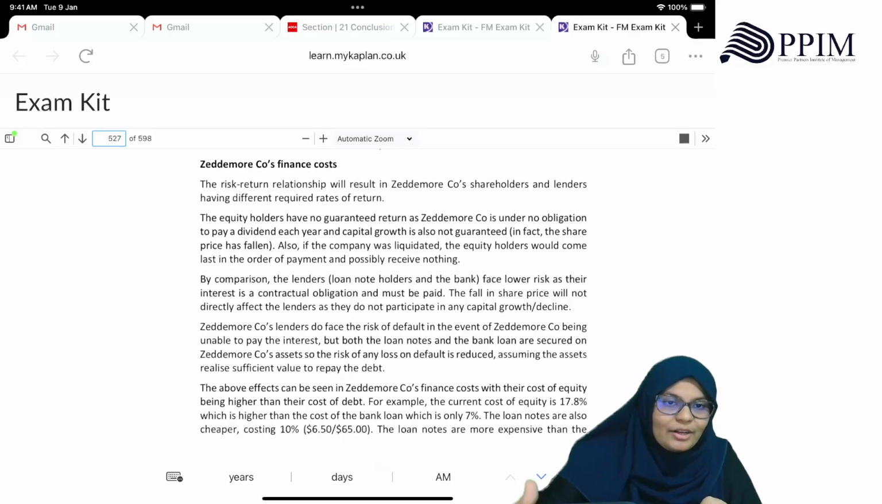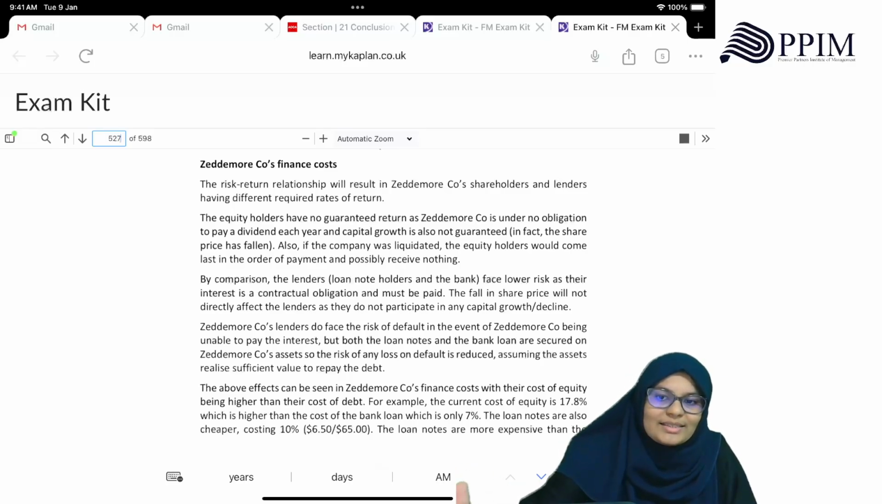When you compare that to lenders or loan note holders and the bank, they have lower risk. Why? Because interest is compulsory. Equity holders' dividend is not compulsory, whereas interest is compulsory. Whether you like it or not, you have to pay. So that's why the bank and the loan note holders tend to have a lower risk than equity holders.